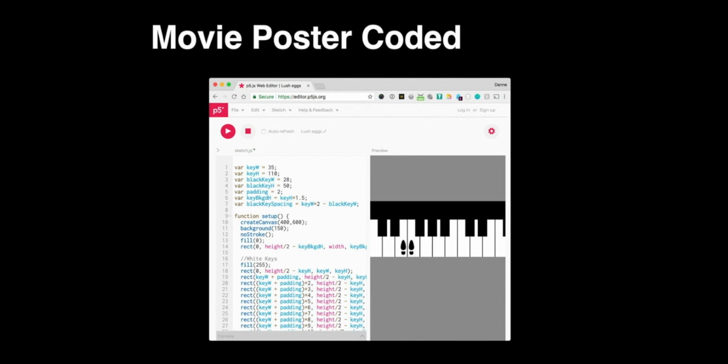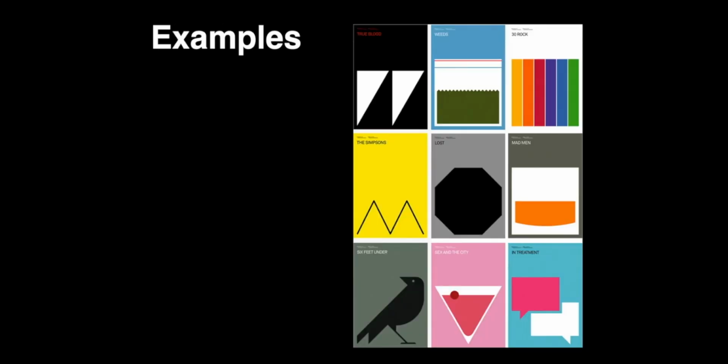I also just found this randomly online. This is another good example of what you can do. So there's The Simpsons, there's Lost, there's Mad Men, there's 30 Rock, all using very simple shapes to recreate the idea behind that series or movie. So something like this without the text and without the color is what I'm looking for in the assignment.